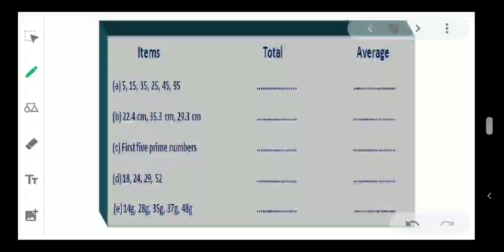Hello my students, so today we will be doing some practice regarding average, and we will do some word problems if possible.